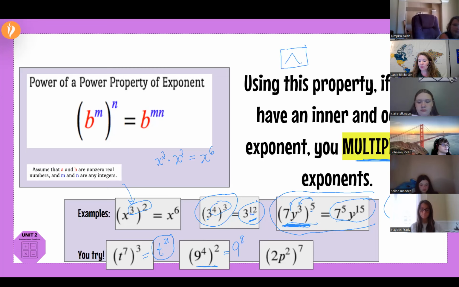And then the last one, remember what I just said? A common mistake is people forget that there is a 1 behind every single number and also variable. So there's a 1 right there. So you have to distribute the 7 to all exponents. So 2 to the 7th times p to the 14th.